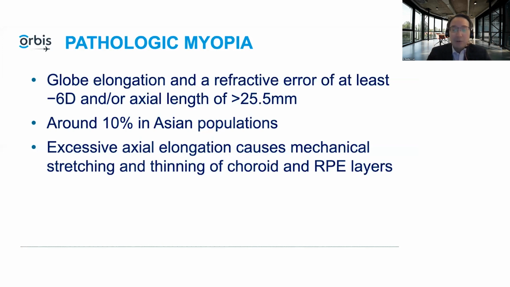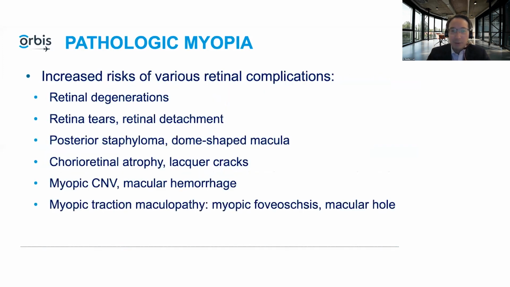And it's highly prevalent in Asians again, especially in East Asia, around about 10% of Asian populations. And with the disease, because of the axial elongation of the eyeball, it will cause mechanical stretching and thinning of the choroid and the RPE layers, causing all the pathology. And therefore, you get increased risk of many retinal complications, including retinal degeneration, like lattice degeneration, and then this can form retinal tears and predispose you to retinal detachment.